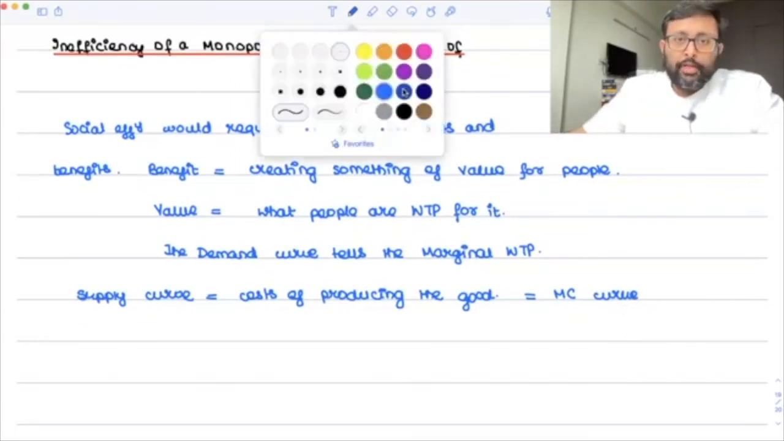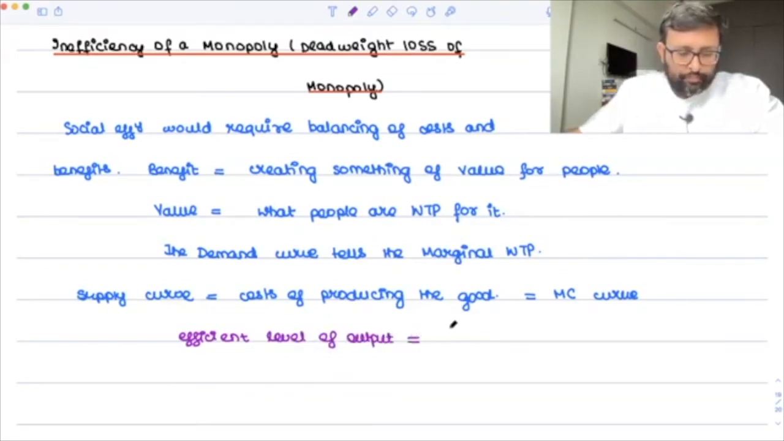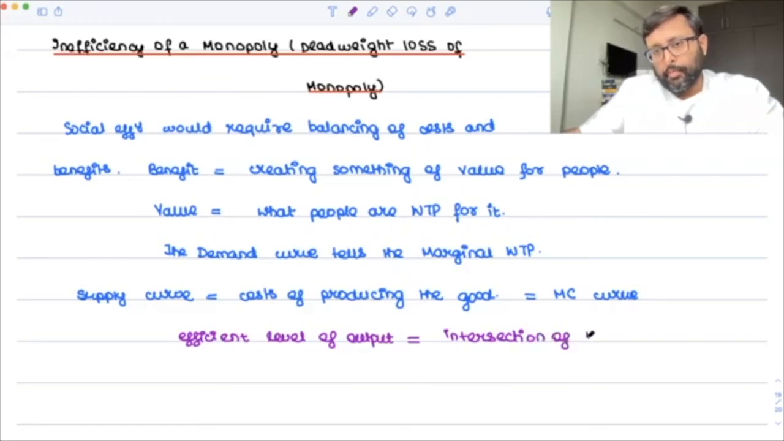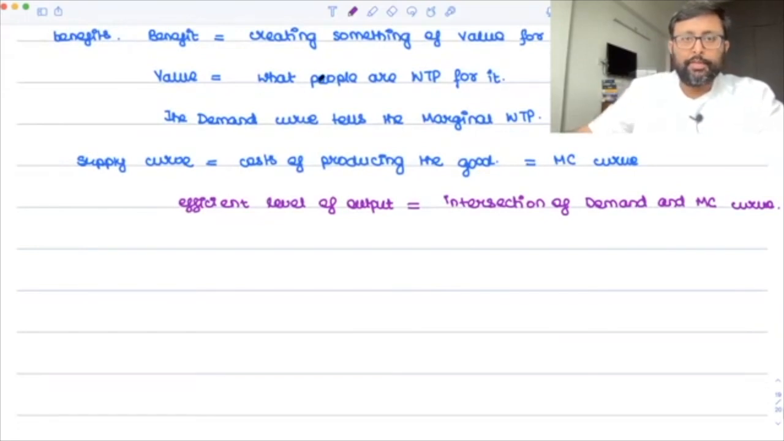So the efficient level of output is given by the intersection of demand and MC curve. It's given by the intersection of demand and MC curve.